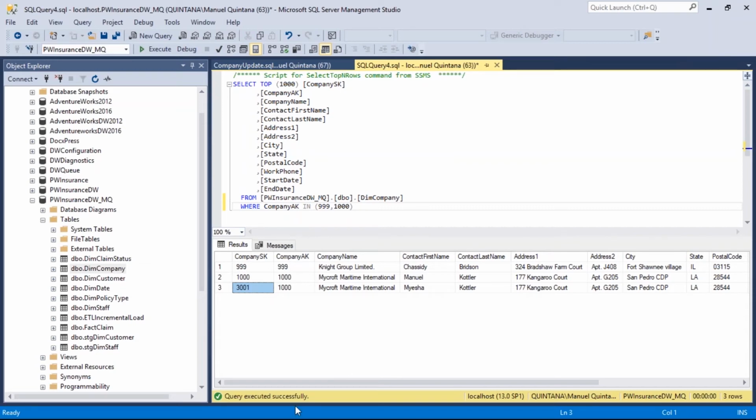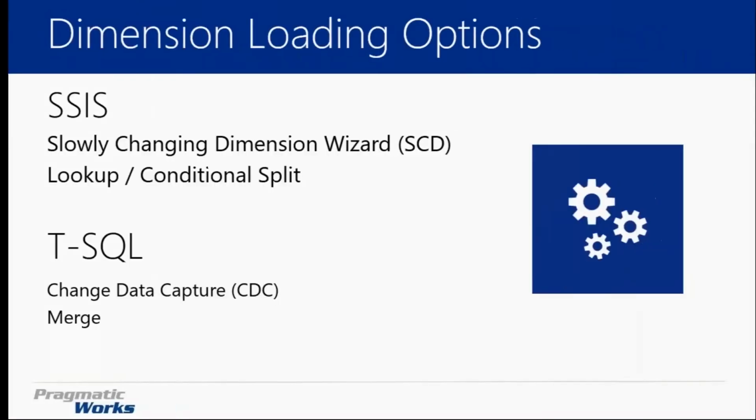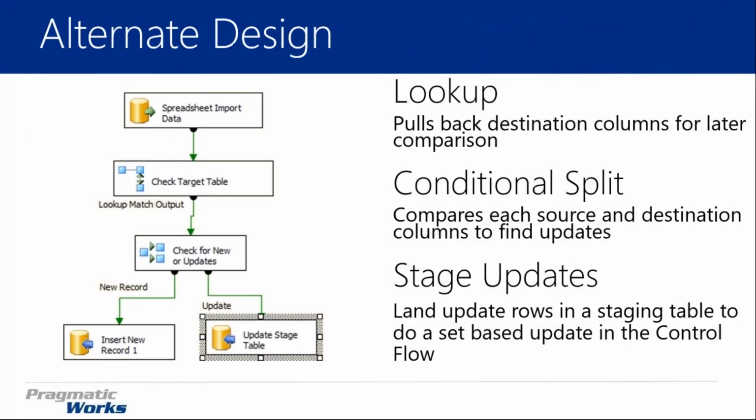But let's revisit. Let's go back here and think about type 1 changes. We talked about the OLEDB command and how there's a performance problem there, right? One thing we can do is move beyond that. We can be more in control of the decision-making process. We can identify, is it a new record? Is it an update? So we're going to use this design here where we use a lookup transform that allows us to define the condition of a lookup.